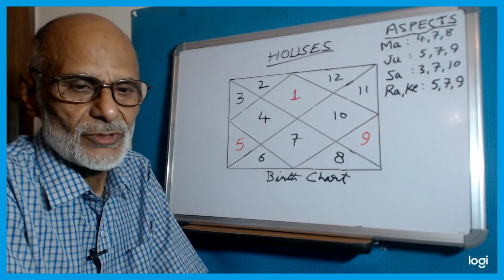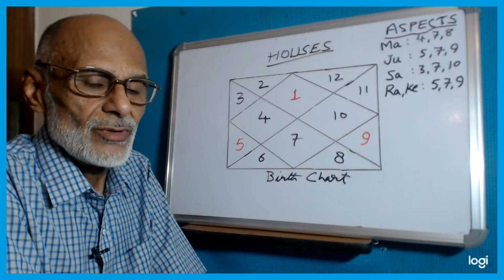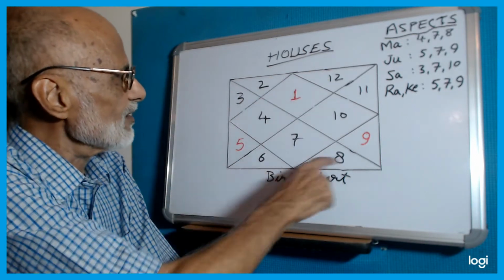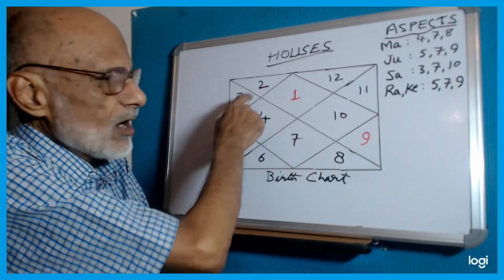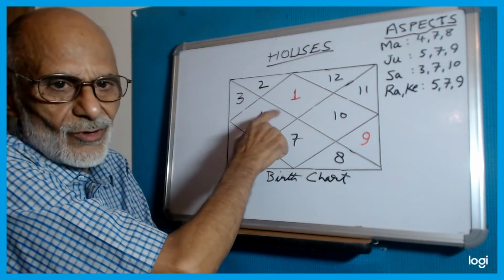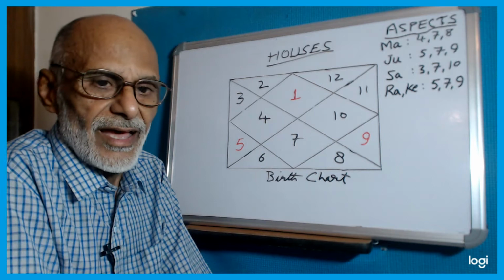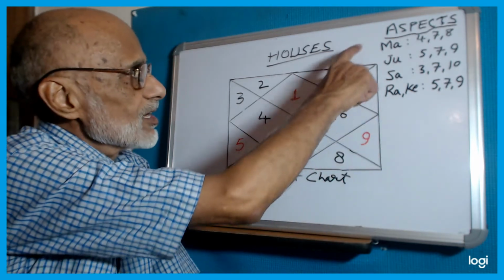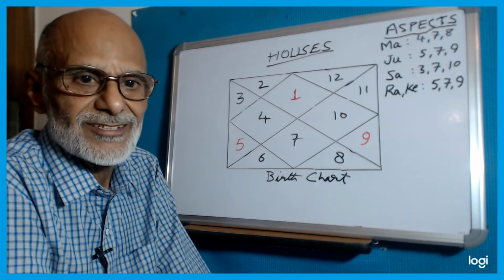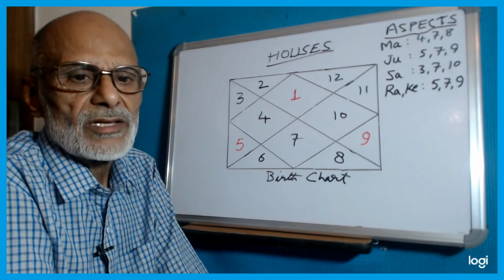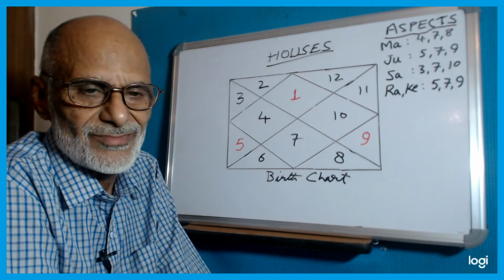And in this video, I'm going to tell you some more information about the houses. This is the birth chart, and the numbers I have marked here are the numbers of the houses, not the signs. Okay, and I will also tell you about the aspects of planets, aspects in Hindi drishti, right? And in my next video I will tell you about the dasha system.